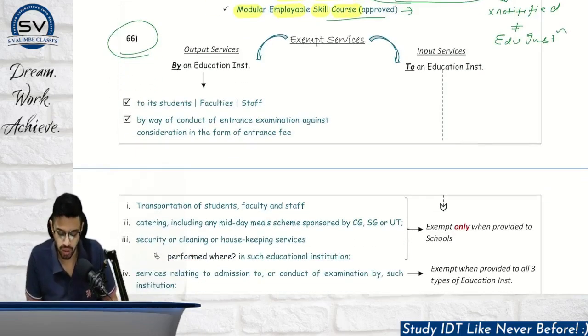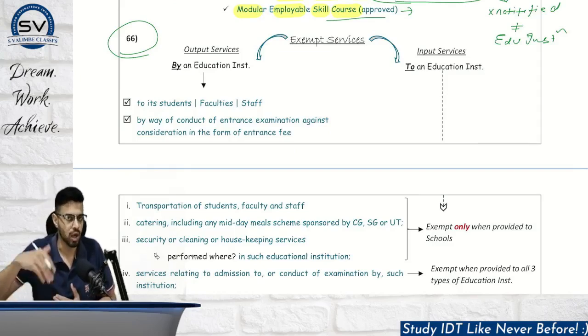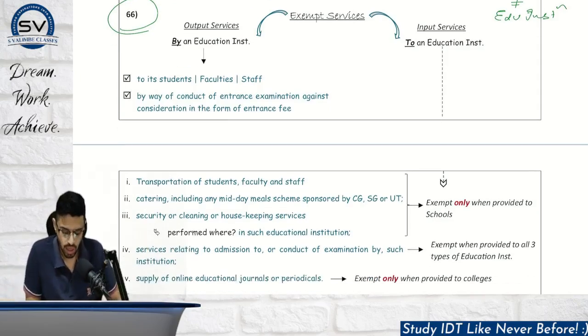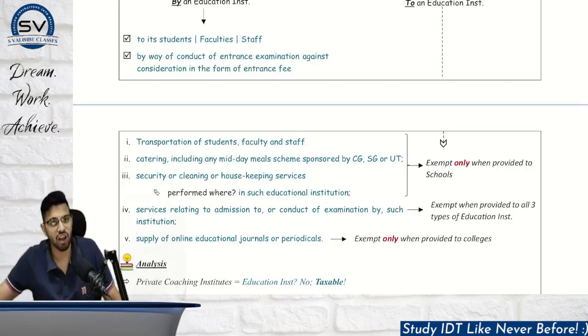Now let's talk about the exempt services. Always pay attention whether we are talking about outward services or inward services. Let's see output services first. So an educational institution is giving these services. By an educational institution, these two are exempt. All the services to its students, faculties and staff. So if any service is given by the school to its students, by the college to its students, to its faculty, to its staff members, any amount is charged, no GST.